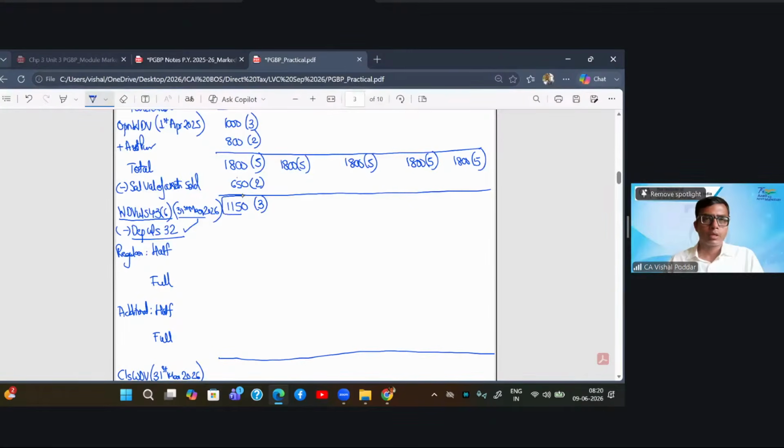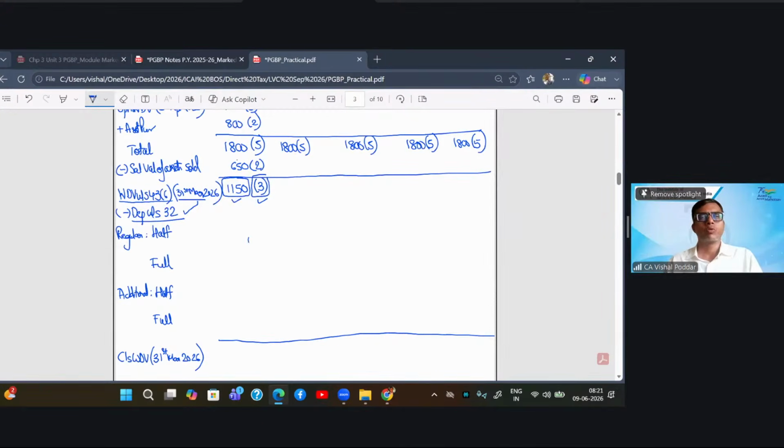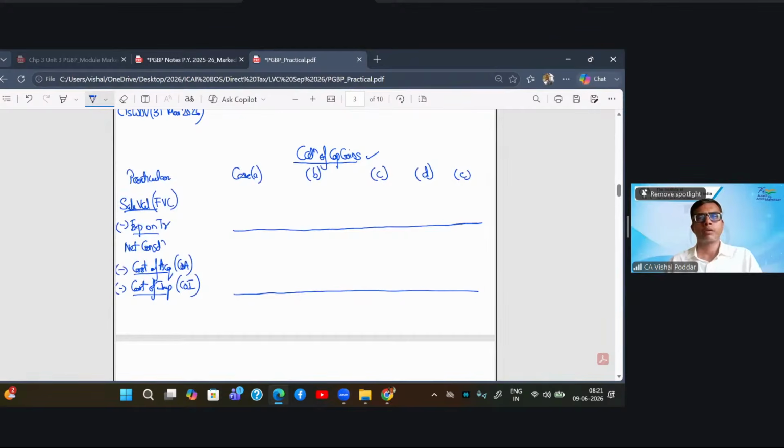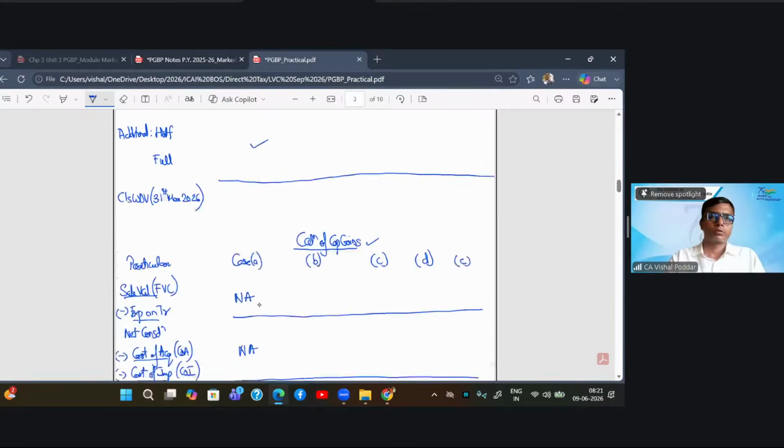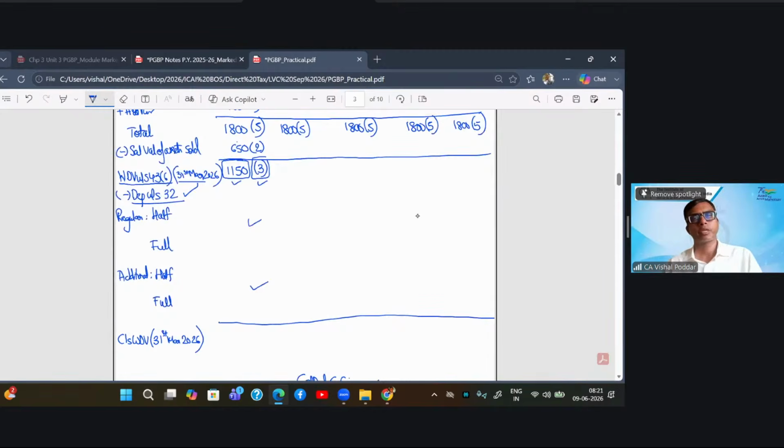Now, how to decide whether depreciation or whether capital gain? The answer is, if there is a WDV, and also if there are assets. So you have both the things. WDV is also there, assets are also there. Then you will calculate depreciation. Capital gain will not be applicable. So for first case, capital gain is not applicable because depreciation is applicable.